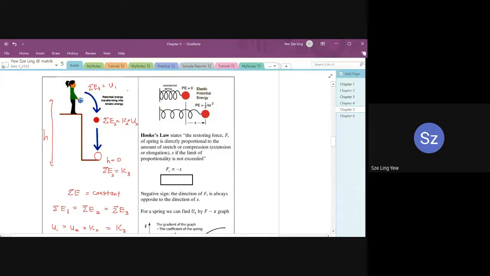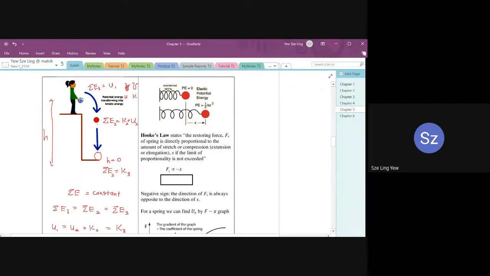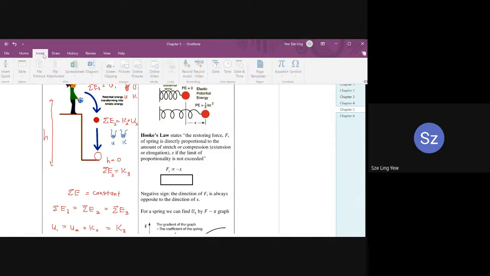Now I redraw it here: tube U, tube K. Initially this one is full of water. This one is empty because you start from the first position. What happens at the second position? Now, let's say this is a midpoint. When it is located at the midpoint, you pour the water from tube U to tube K. So now this one becomes half and this one also has half. But the total volume is still the same. Therefore, we say summation E2 is still equal to summation E1 because the volume of the water is still constant.